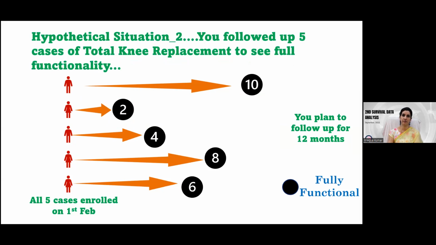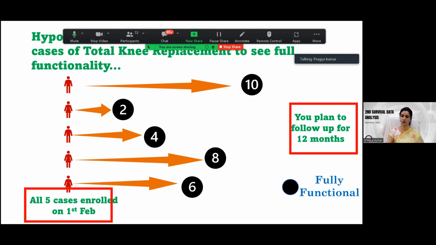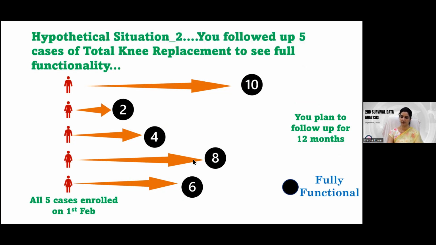Similarly, this is the same case where you followed up 5 cases of total knee replacement to see the full functionality. And all cases are enrolled on 1st of February. And then you are following these up till 12 months. The follow-up period, or the development of the event, is variable: 10 months for the first, 2 months for the second, 4 months for the third, 8 months for the fourth, and 6 months for the 5th person.